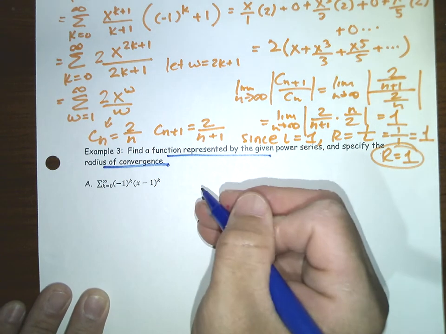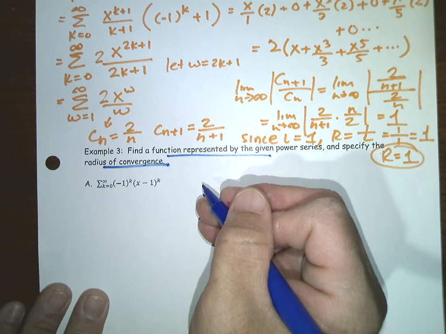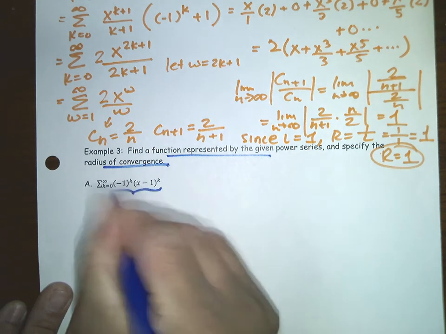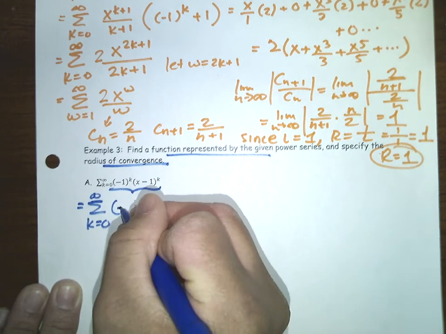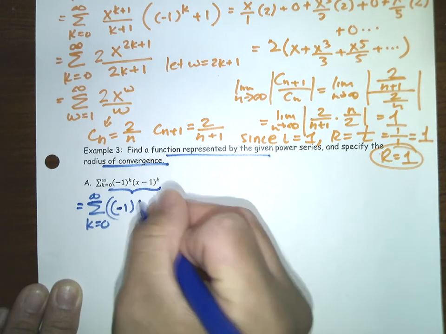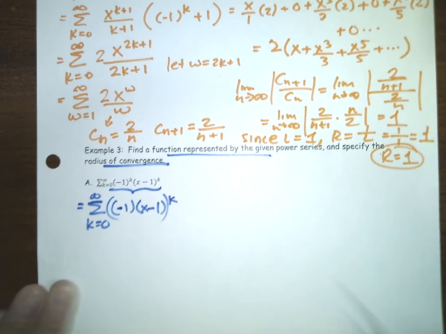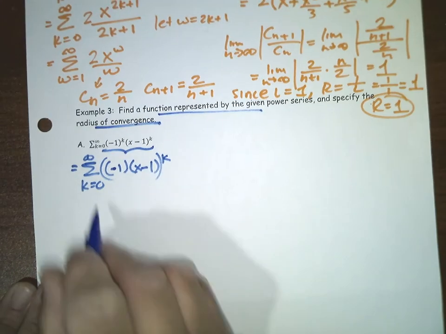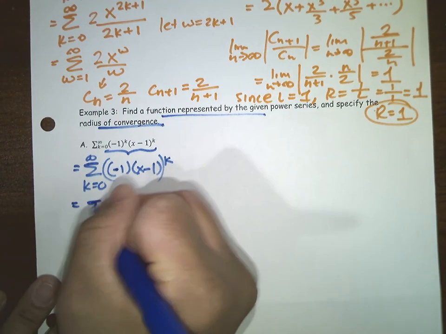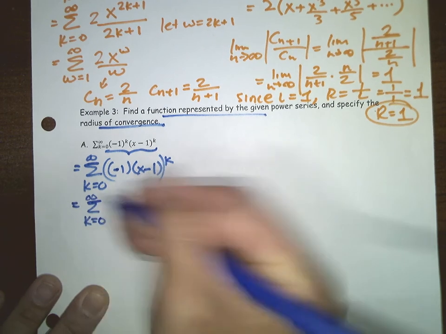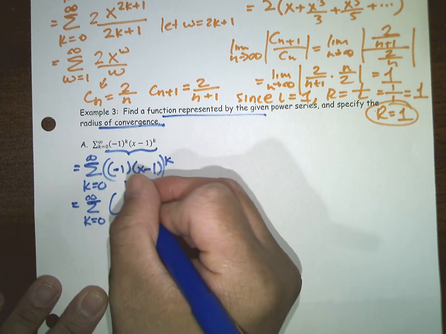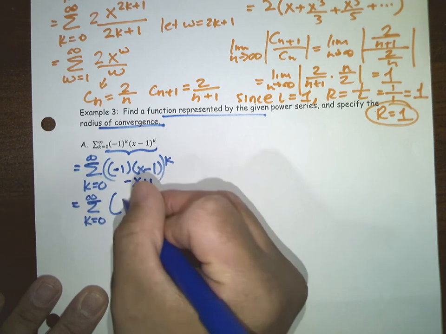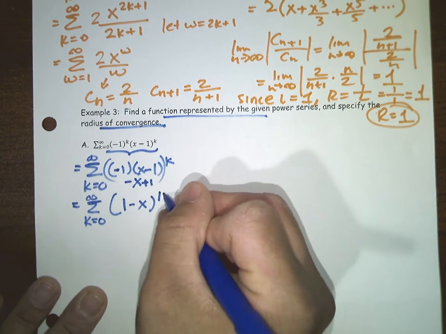So again, I have to think about series that I know. Another way to write this series would be the sum k equals 0 to infinity of negative 1 times x minus 1 to the k. Since both of the terms were to the k power, this will be the sum k equals 0 to infinity of, well, negative x plus 1 is the same as 1 minus x to the k power.